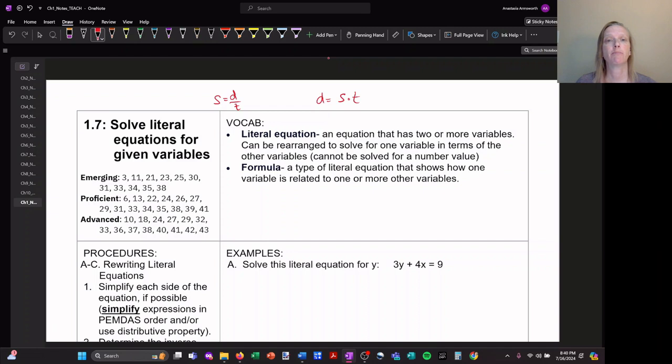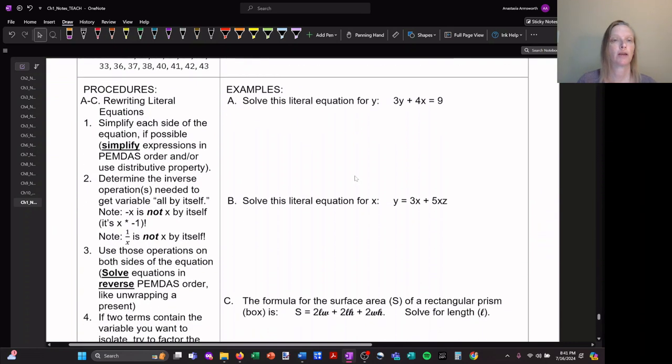Formulas are a particularly important kind of literal equation. It shows how one variable is related to one or more other variables like distance, speed, and time. So let's look at how we can rearrange equations, literal equations.